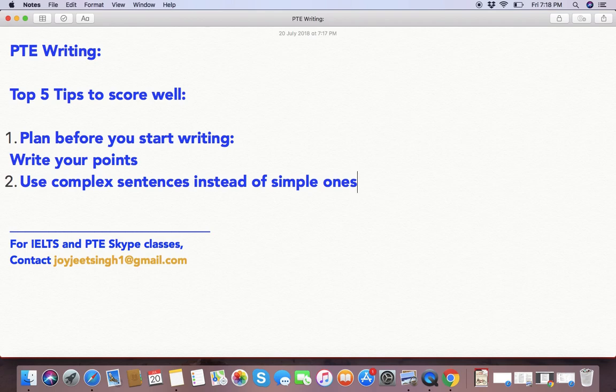Now, if you have seen my other video which explains the format and scoring of all the question types in writing, you will know that the scores are divided into a few different parameters, and the main ones are vocabulary, content, grammar, development, coherence, structure, and linguistic range. Now, in case you have not, go and watch that video first and then come back to this one. But you can score well in all of the parameters I mentioned if you use complex sentences instead of simple ones. Let me show you by an example.